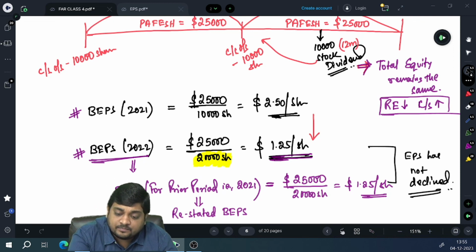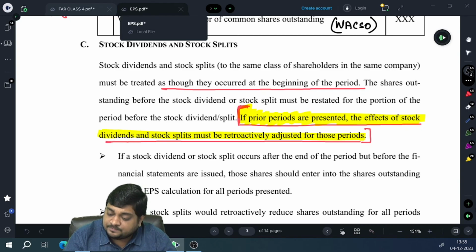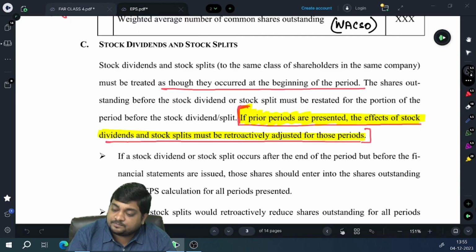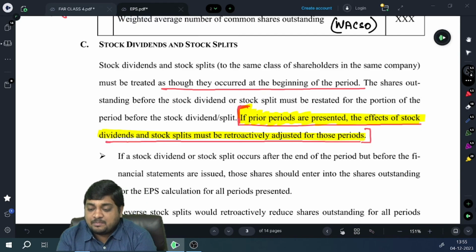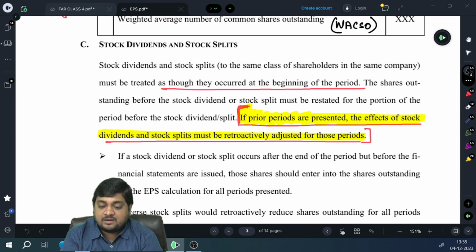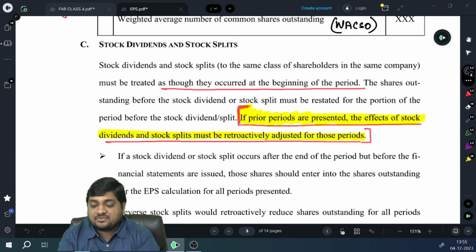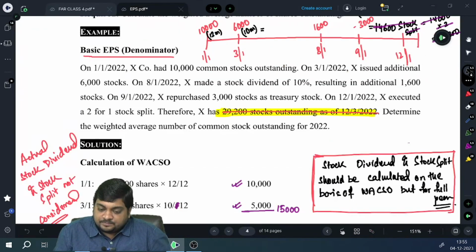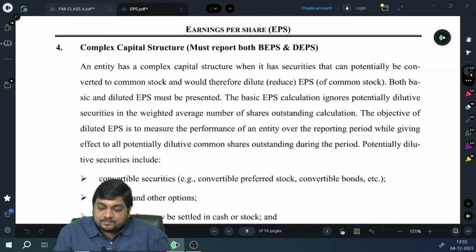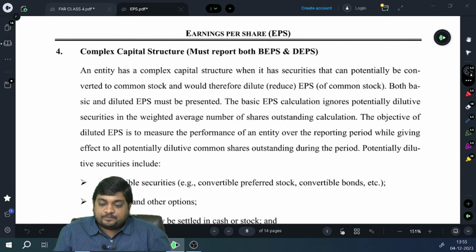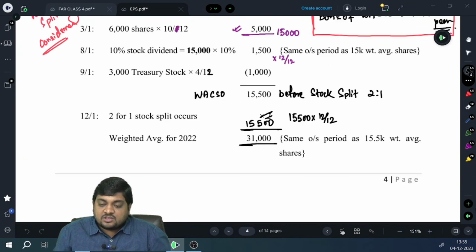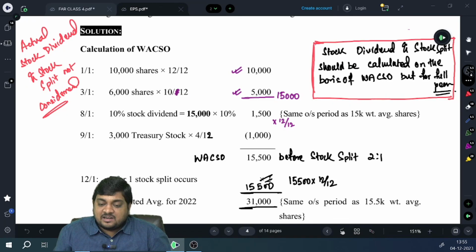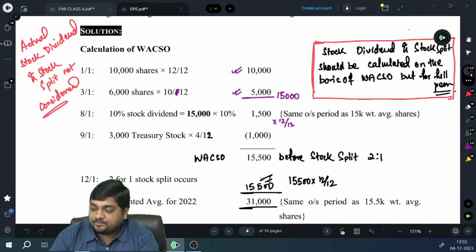Okay. So this is what it was written. If prior periods are presented, the effects of stock dividend must be retroactively adjusted for those periods. Right? Okay. So this was with respect to basic earning per share. So in the next session, we will be covering diluted earning per share. Okay. Bye.